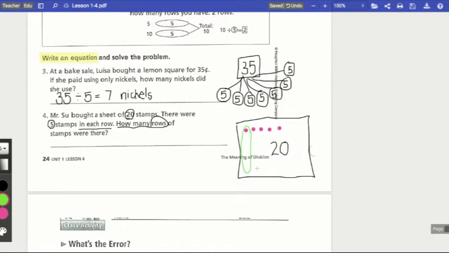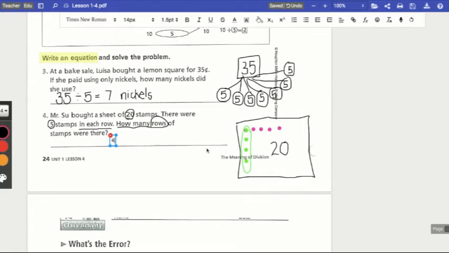However, because I know the total number of stamps, and I know there's 5 in each row, I can go ahead and count by those 5s and see how many rows it will take to get to 20. So I'm going to start here on that first one, and I'm going to count by 5s to show how many are in each row. I'm going to say 5, 10, 15, 20. And I found how many rows of stamps were there? There were 4 rows of stamps.